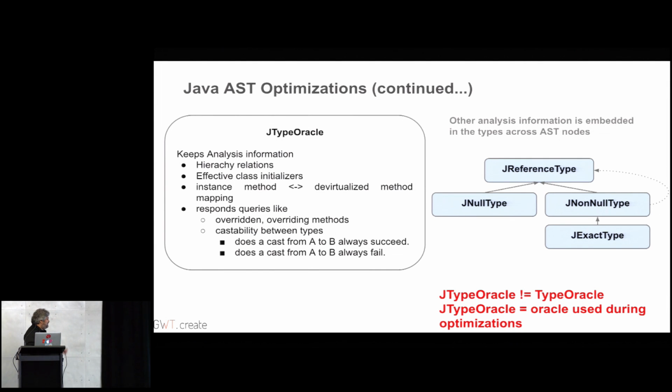Keep in mind, there are many things that are called oracles in GWT. There is the type oracle that's used by the generator. This is not that one. This is a different one. This is the JTypeOracle.